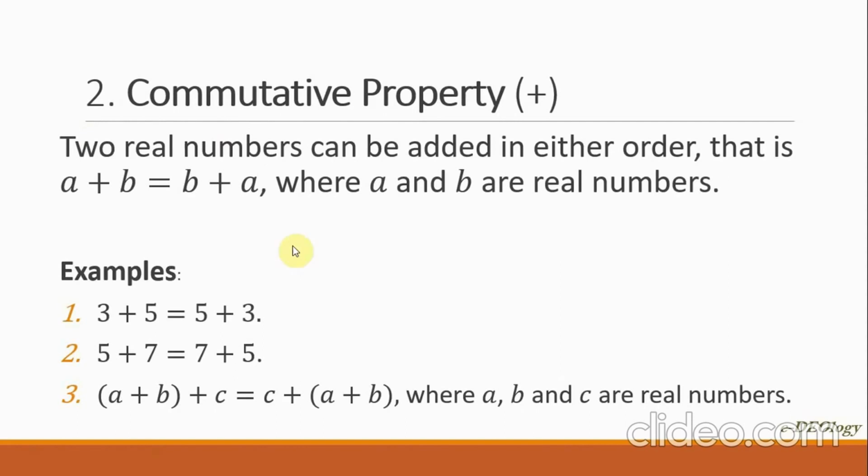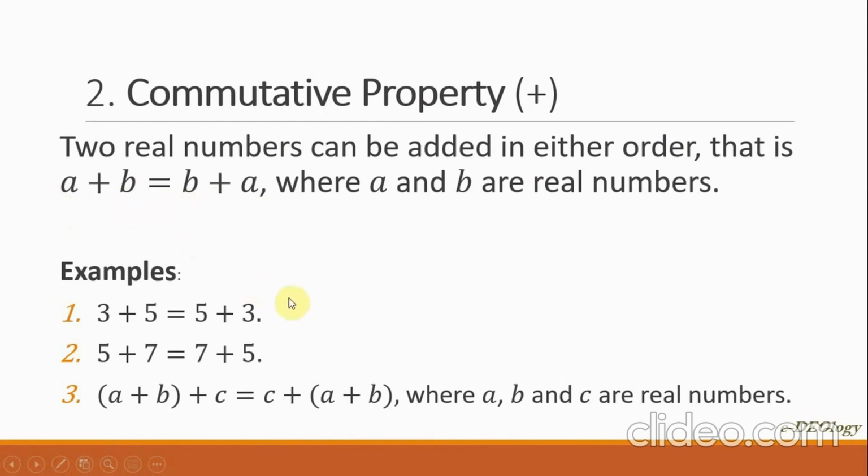The second property under addition is what we call commutative property. Here, two real numbers can be added in either order. The numbers are represented by A and B. So we have A plus B equal to B plus A. In other words, the order of the numbers to be added, or addends, will not affect the sum.